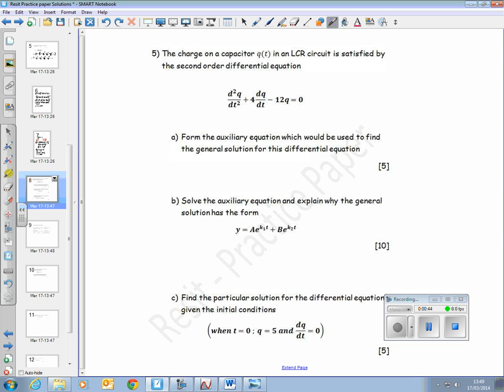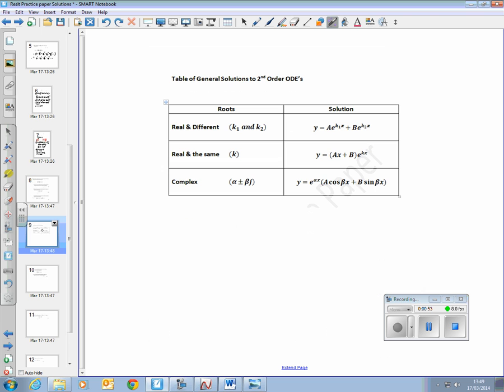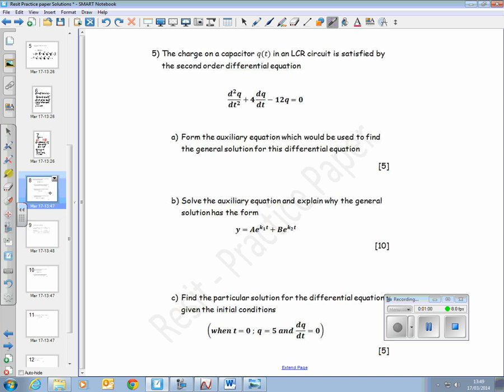And then that will give us the general solution. And the second part is, once we've done that, to explain why the general solution has that form. If you look at your tables, you'll see there's a table of general solutions, and so you can use that to help you explain it.